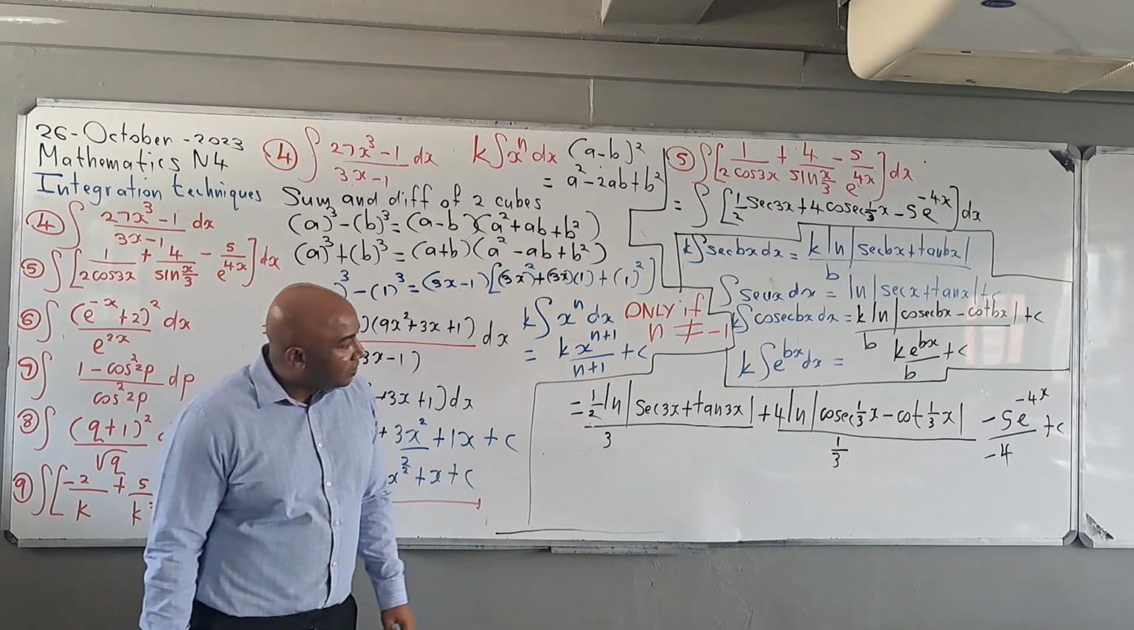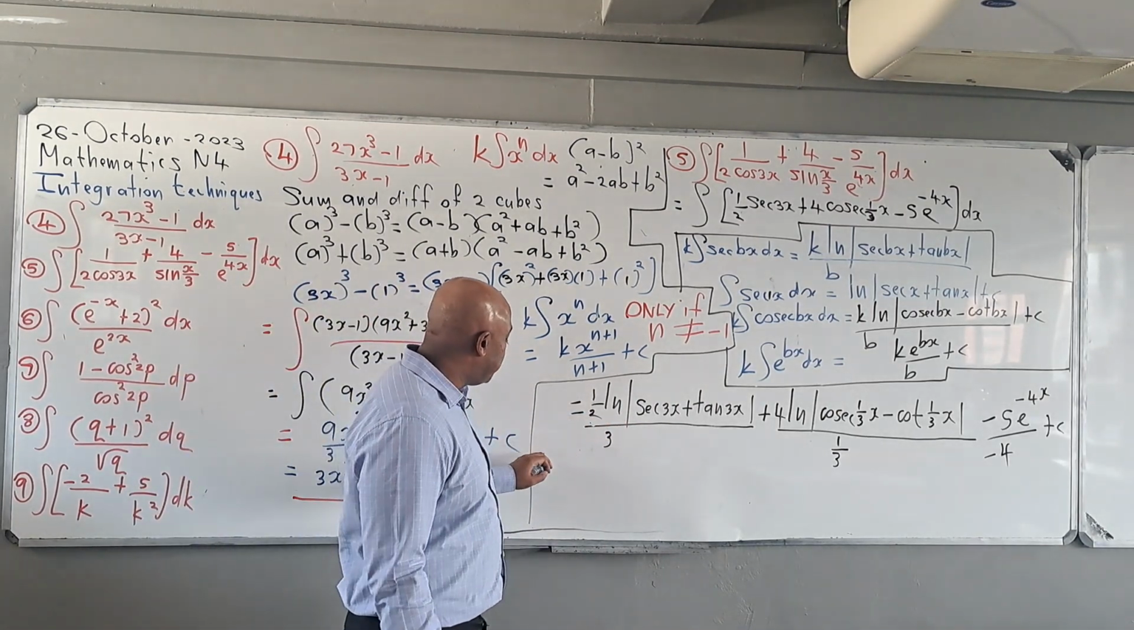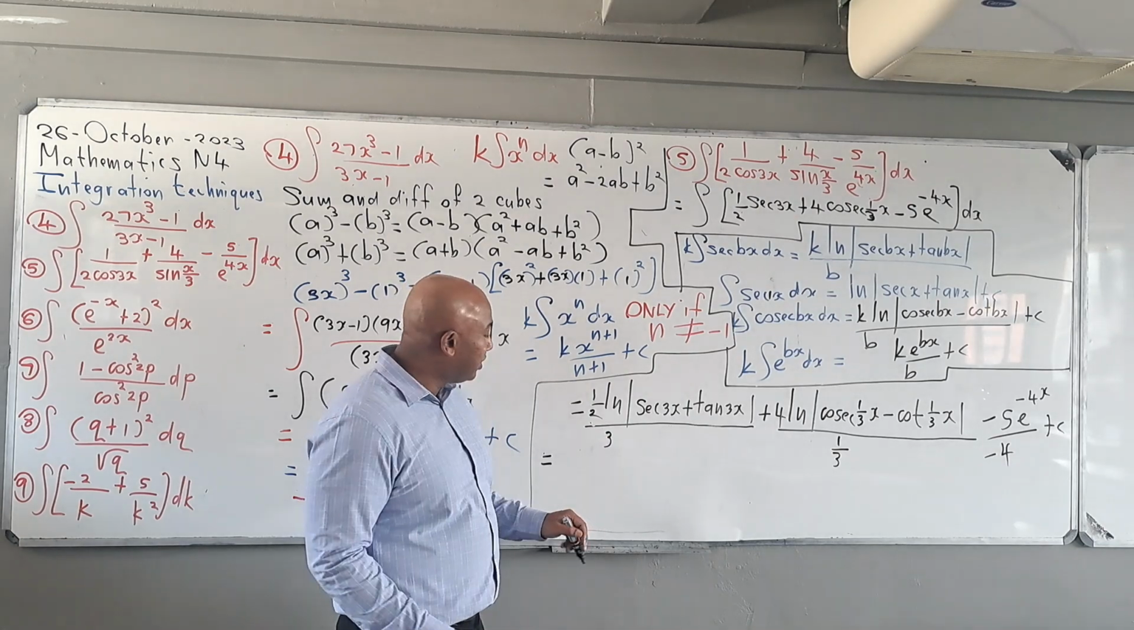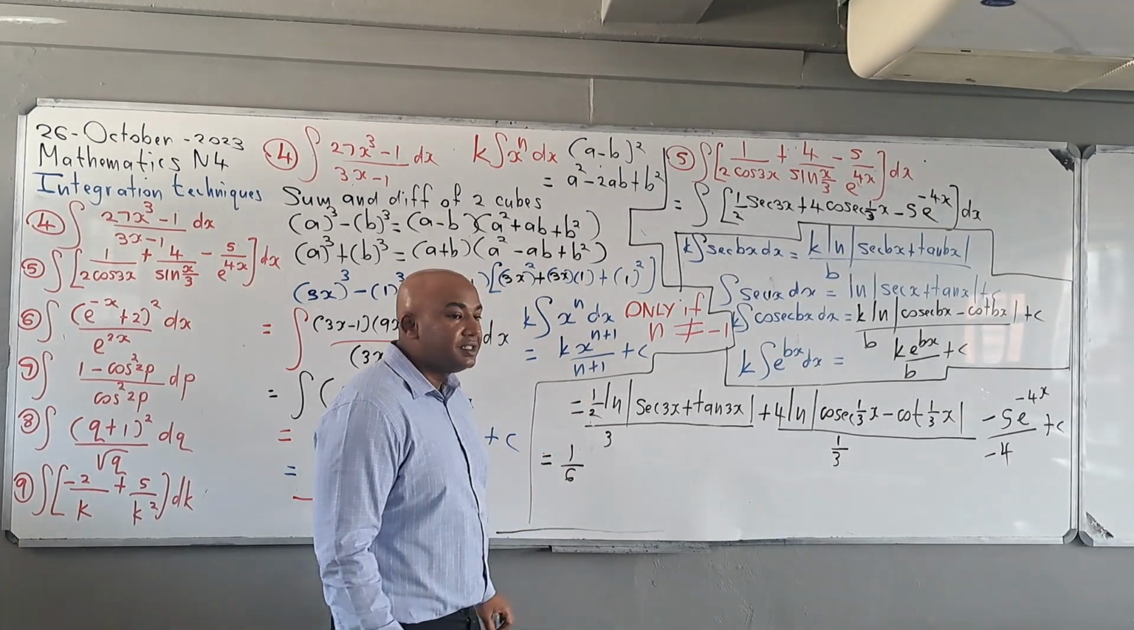Let's see, what do I need to simplify? This part here, 1 over 2 divided by 3. You can use your calculator. This is a fraction divided by a fraction. This becomes 1 over 6.